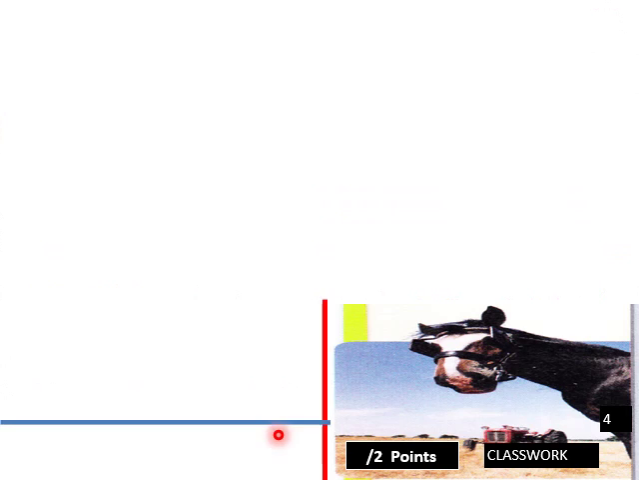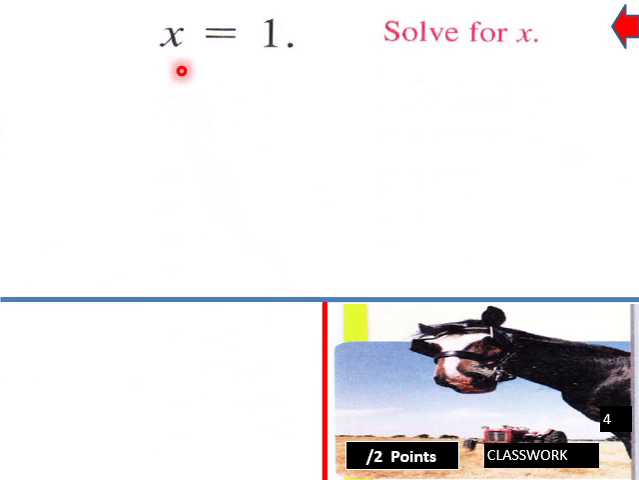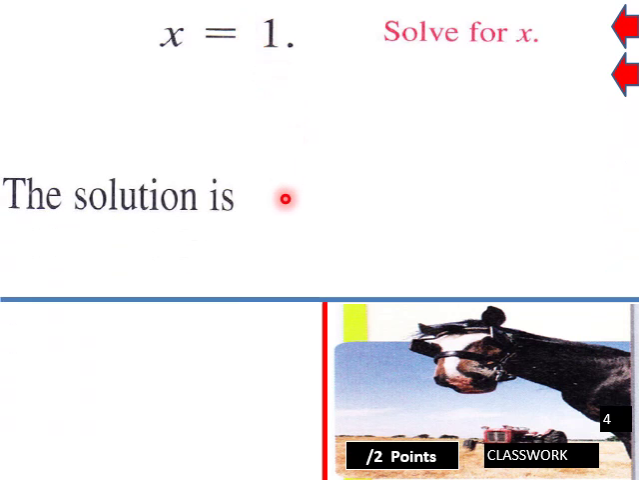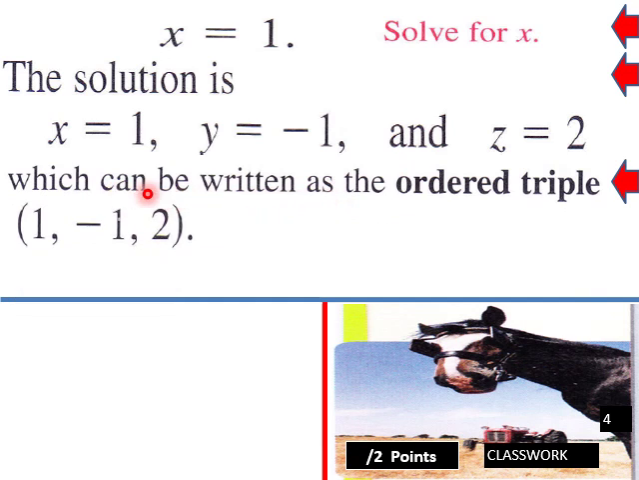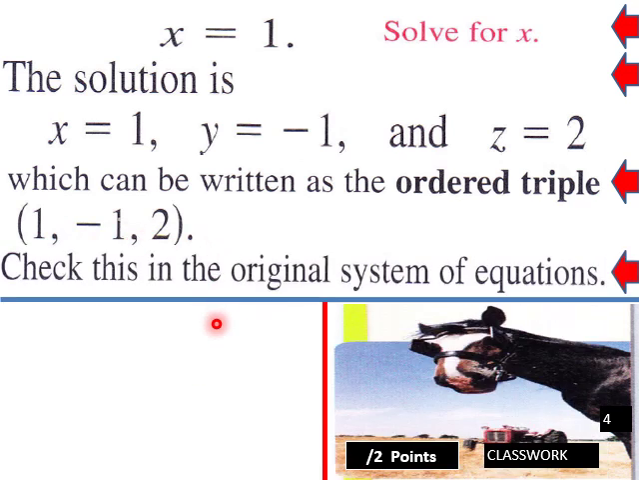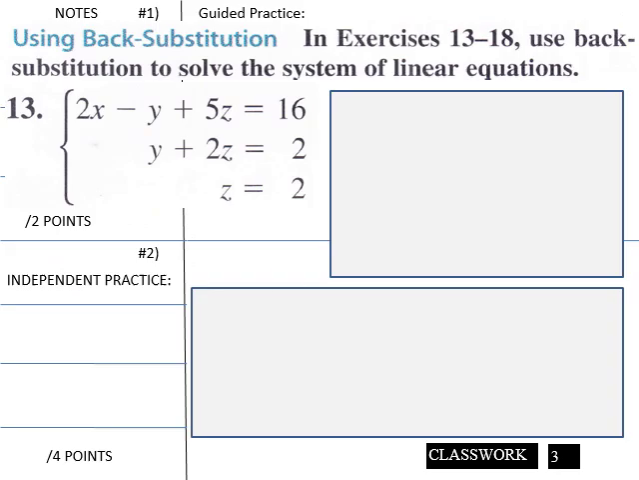When you do that, you get this expression here. And what does that amount to? Well, let's see. x equals 1. So we solve for x and we get x equals 1 from that back substitution. So here's our solution for that system: x equals 1, y equals -1, and z equals 2, which can be written as an ordered triple: (1, -1, 2). Check this in the original system of equations.